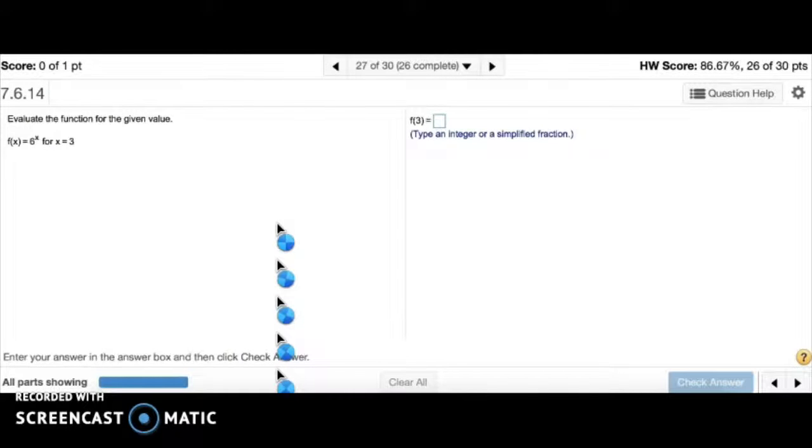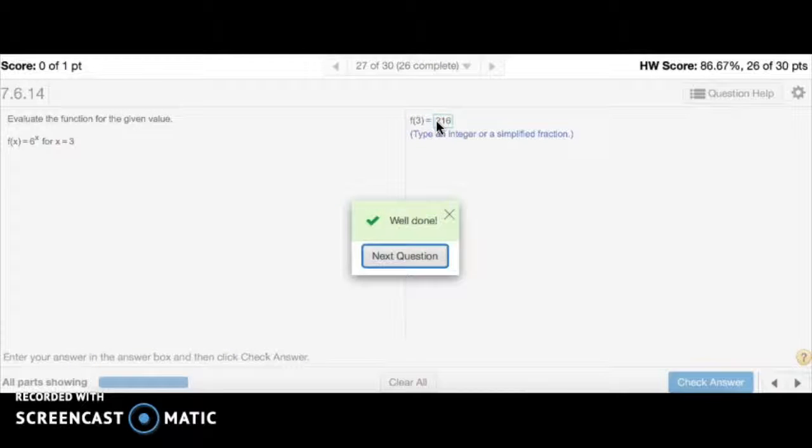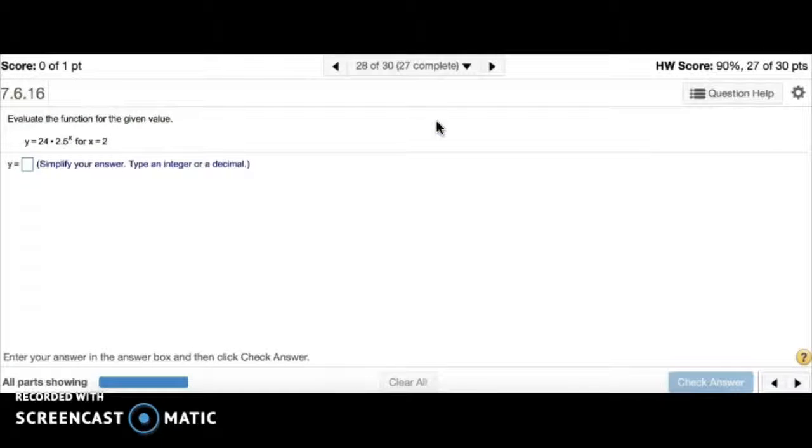Number 27 is asking you to evaluate the function for the given value. We're told x is 3 and we're given 6 to the x. So I'm taking the x out and replacing it with 3. So I'm going to have 6 to the third power. 6 to the third power is 216. And that's number 27. Number 28, we're doing the same thing.